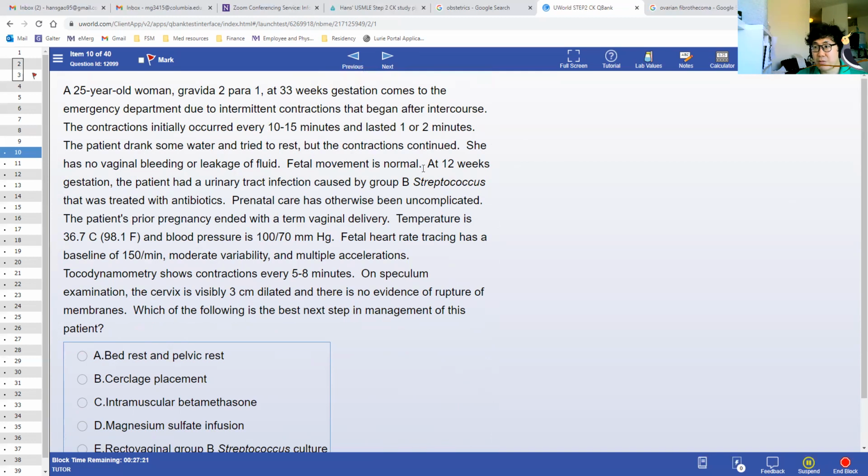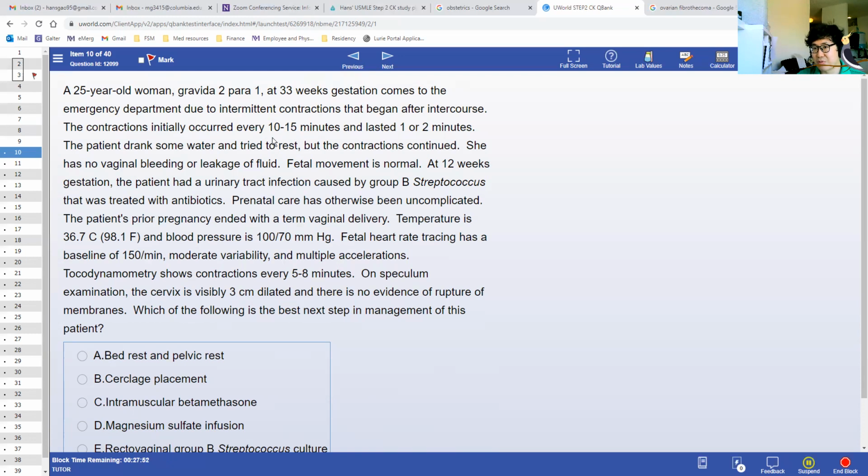All right, fetal movement's normal. UTI caused by group B strep that was treated with antibiotics, prenatal care otherwise uncomplicated. Last pregnancy ended with a term vaginal delivery. Temperature is good. Blood pressure is good. This is a category 1 tracing. Contractions every 5 to 8 minutes. On speculum exam, 3 millimeters dilated. No evidence of rupture of membranes. What is the best next step in management? All right, so this baby we're pretty sure is going to be coming.